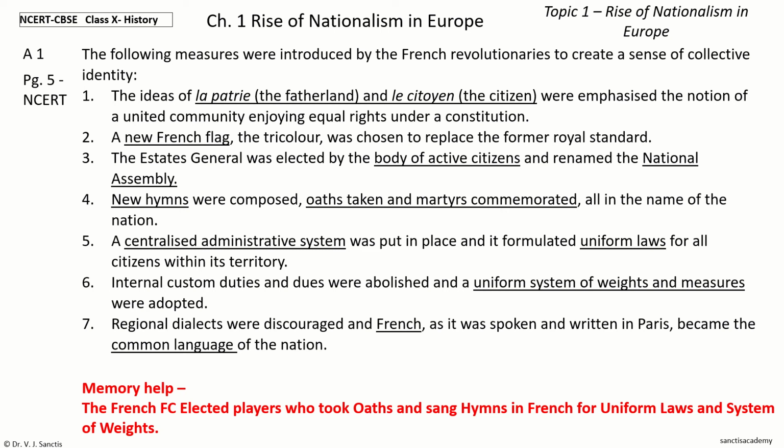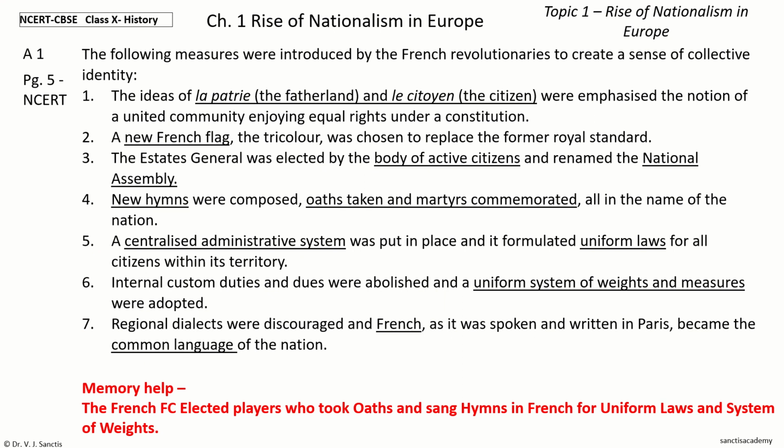So like I said, if it is a long answer question of 5 marks, you have to give any 5 points. If it's a short answer question of 3 marks, give 3 points. If you remember fewer than 5 or 3 points, write however many points you remember because each point carries 1 mark. We can also have a memory help.